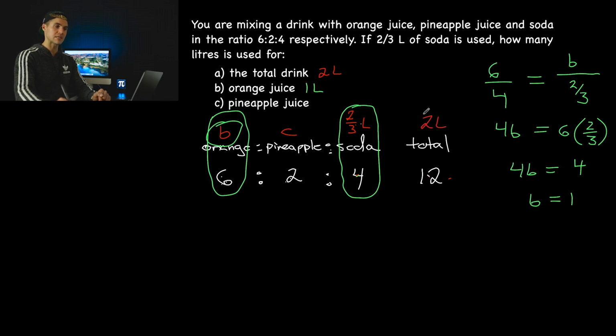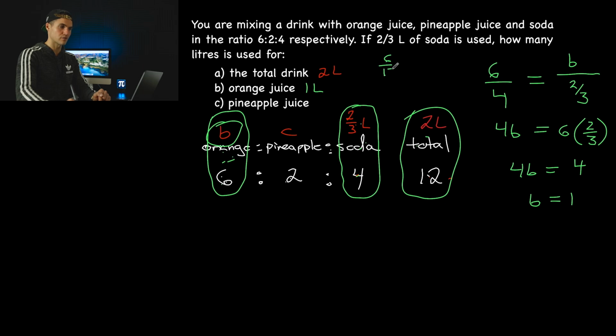We could have also done the ratio between the total, since we already have the 2 liters, and the orange juice. However, it's nice to use what you're given in the question, if possible. That's why I use these 2 ratios versus these 2. But if you did use the orange and the total, we could say 6/12 is equal to B over 2, like that. And when you cross multiply, you'd get that same B value of 1.